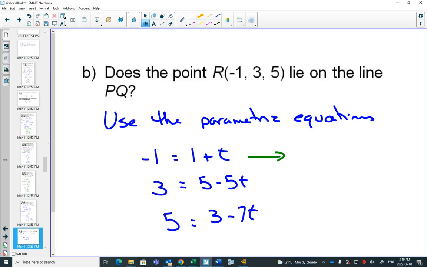I'm just going to draw an arrow off of this one. A little bit of mental math. Can you see that if you solve this equation, t would equal negative 2? If you solve this equation, move the 5 over, I would get negative 2. Divide by negative 5, I would get t equals negative 2/5. And if I solve this equation, move the 3 over, divide by negative 7, t would equal negative 2/7.